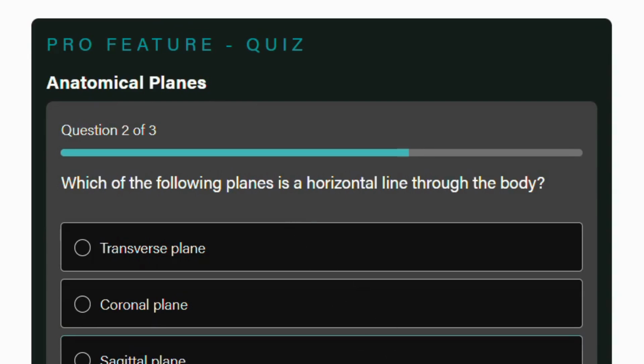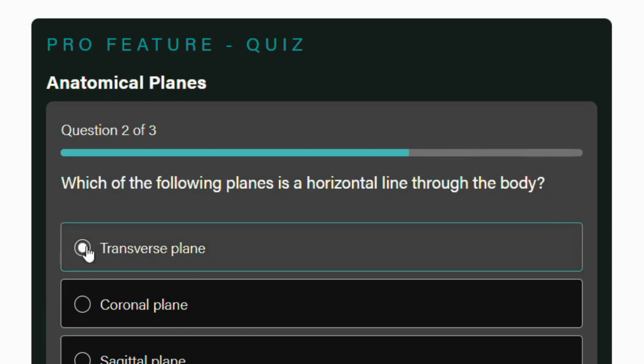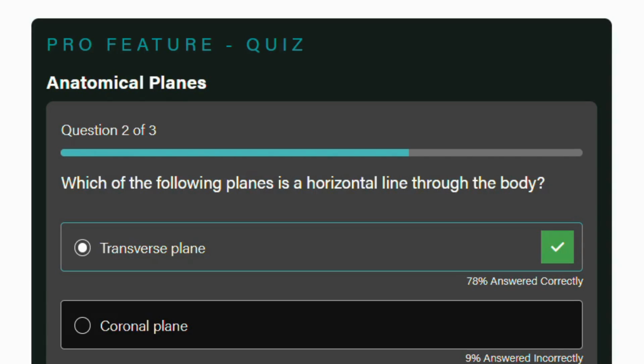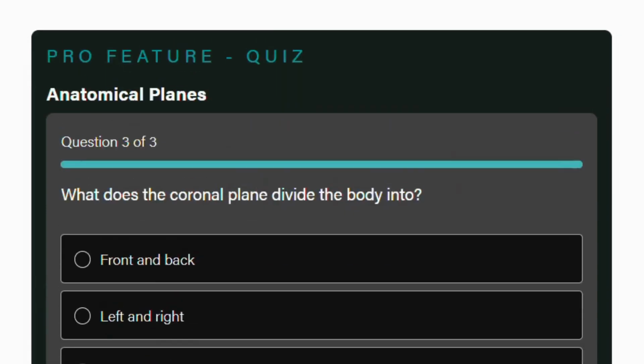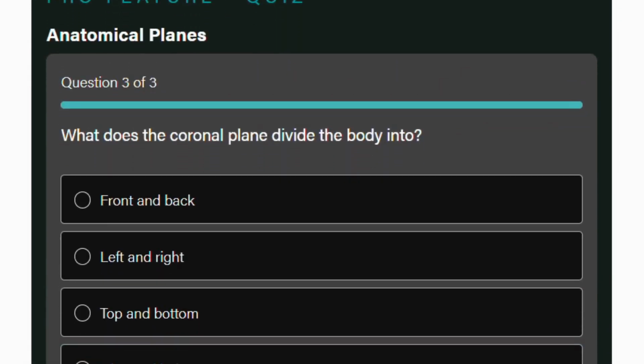Question number 2. Which of the following planes is a horizontal line through the body? Transverse plane or coronal plane or sagittal plane? Question number 3. What do the coronal planes divide the body into? Front and back, left and right, top and bottom, diagonal halves.